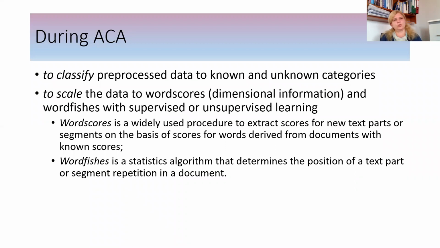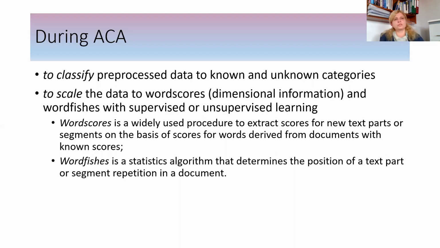Okay, so we talked about the procedure before automated content analysis. We collect the data. So how do we do the automated content analysis when we have the data? In many cases, two different research objectives for automatic content analysis are set. First, we could classify pre-processed data to known and unknown categories. And second, to scale the data to so-called Wordscores, dimensional information, and Wordfish, positional information, with supervised or unsupervised learning techniques. So these are mathematical calculation methods.